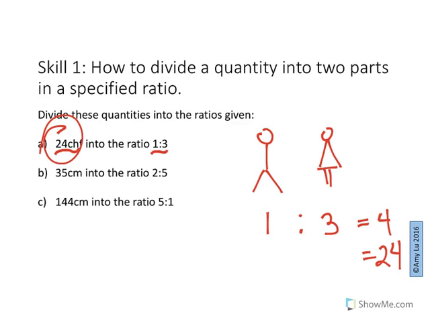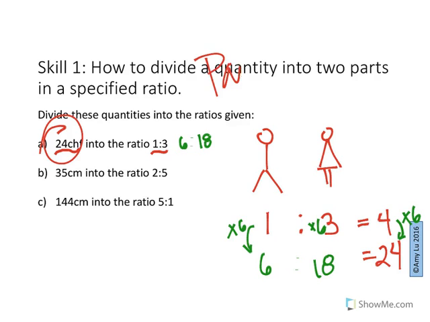So we have to times this by 6 to get 24. So they get 6 times more. So 1 times 6 makes 6, and 3 times 6 makes 18. So 24 francs divided into a ratio of 1 to 3 is 6 to 18. So Jim gets 6 francs and Julie would get 18 francs if they had 24 francs between them. So using this idea, can you do B and C? Pause.